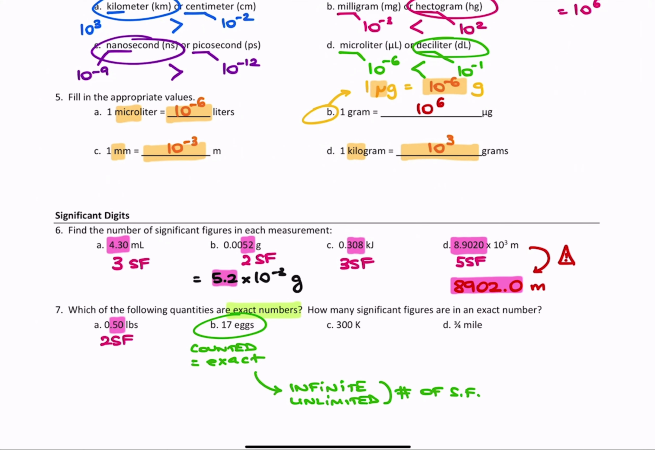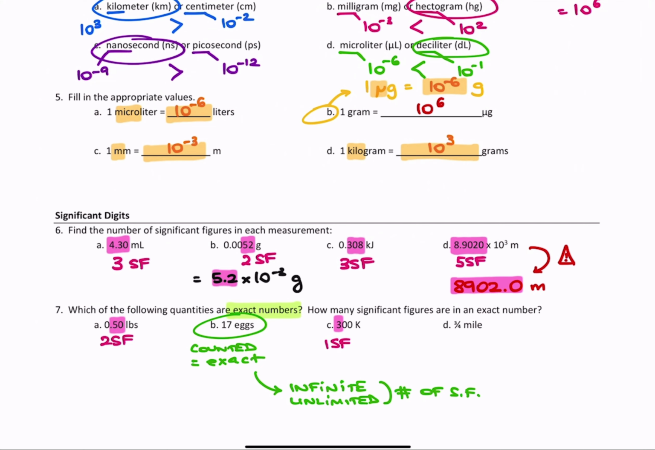300 K, this is a temperature. K stands for Kelvin. You have to measure this temperature. And these 2 zeros that you see on the right side are called ambiguous zeros. Therefore, they're not significant, and I see here that I have 1 sig fig.